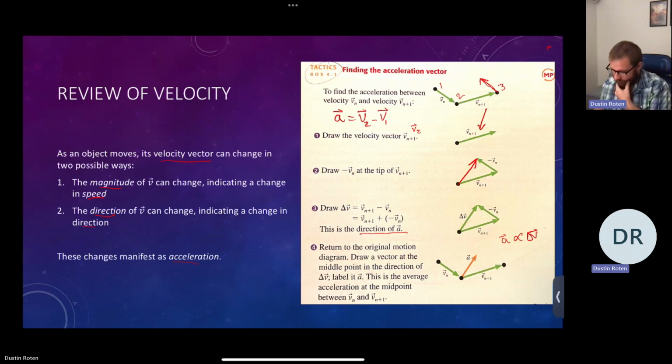So even though we have this sort of curved motion going on here, our acceleration vector is actually pointing inward, toward the thing that we're curving around, so to speak. It is pointing into the curve. And of course, this is the average acceleration at that midpoint. So your acceleration vector will always be in between where your velocity is changing.